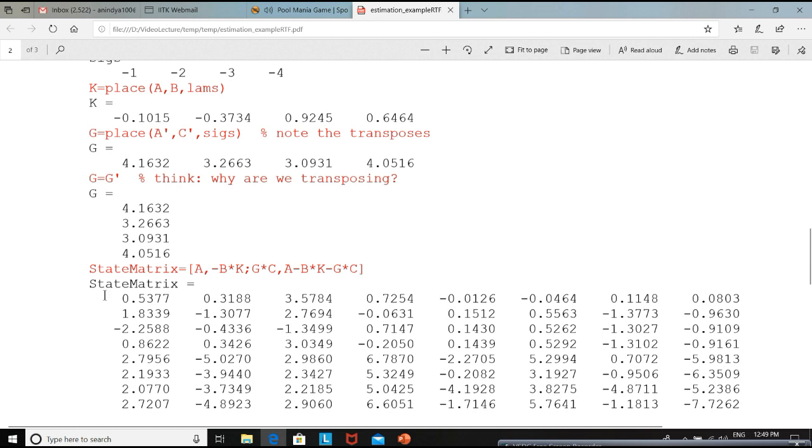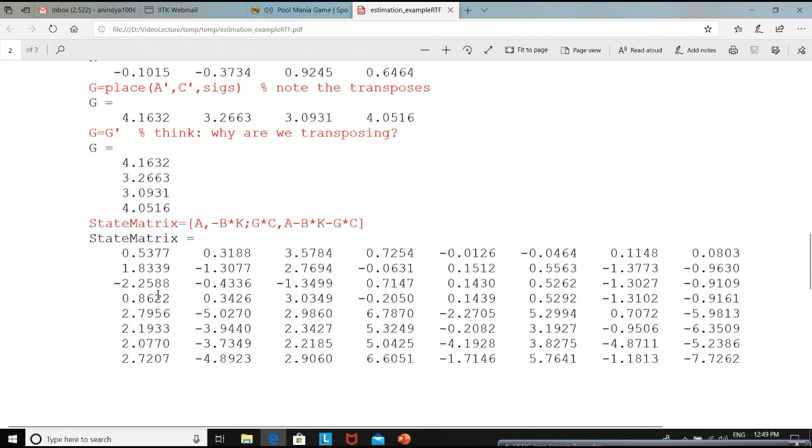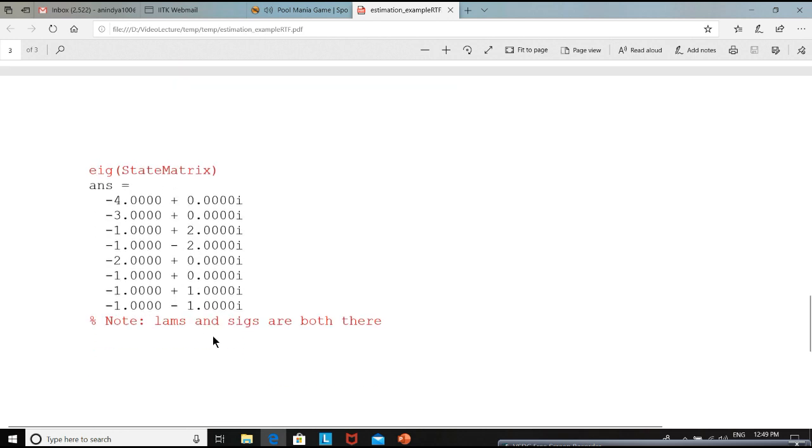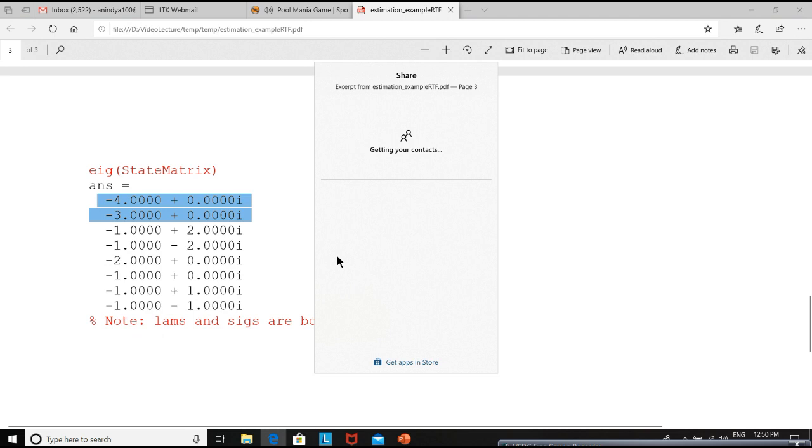The state matrix A minus bk gc, as we saw in one or two slides earlier, that is the state matrix numerically calculated, and I look at its eigenvalues, and there you go. You have minus 1 plus minus I, and then we have minus 1 plus minus 2I. These are the system poles, and the observer poles are minus 1, minus 2, minus 3 and minus 4. That concludes this MATLAB example.